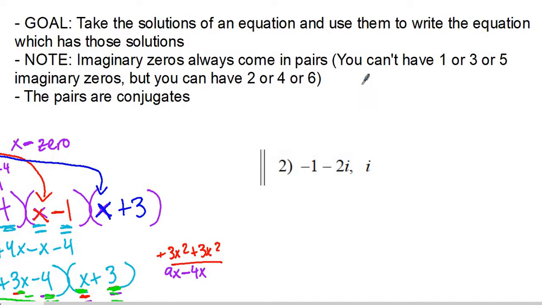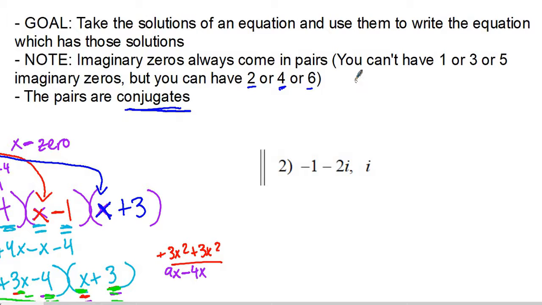They have to be either no imaginary zeros, or 2 of them, or 4 of them, or 6 of them. And the question is, what kind of pairs do they come in? They always come in pairs, which are called conjugates. So you may remember this from an earlier unit, but if not, let's recall it.